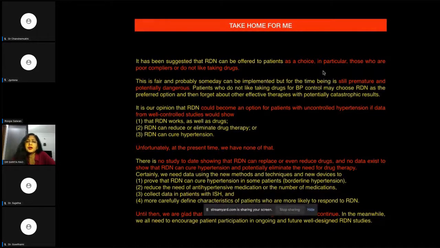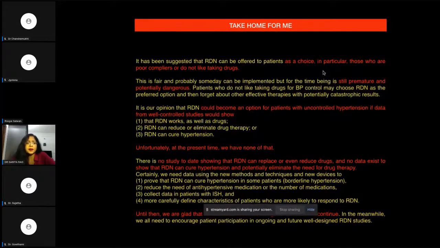The take-home message for me, it has been suggested that RDN can be offered to patients as a choice, in particular in those who are poor compliers or do not like taking drugs. This is fair, and probably someday it can be implemented, but for the time being, it is very premature and potentially dangerous if we say that, because patients who do not like taking drugs for blood pressure control may choose RDN as the preferred option and then forget about other effective therapies with potentially catastrophic results.